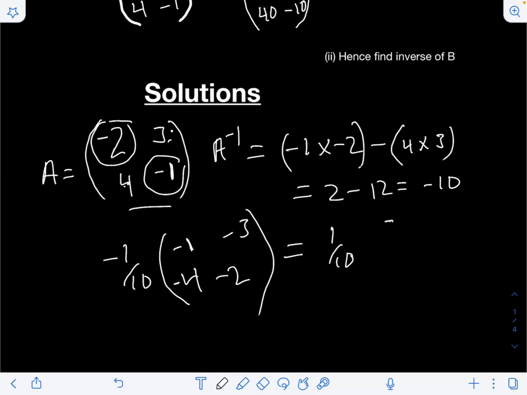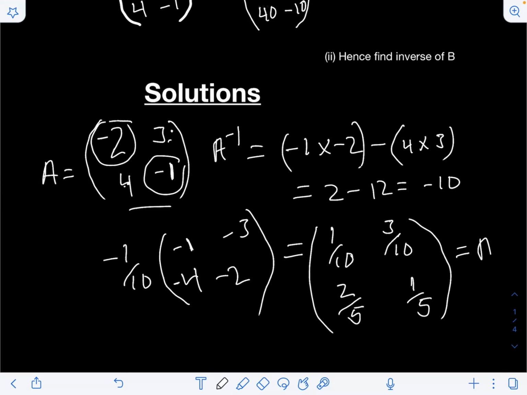3/10, which is positive because the negative cancels with that negative. Then this one, to simplify it, will give us 2/5. Very good. The other one will give us 1/5. So this one is our A inverse.